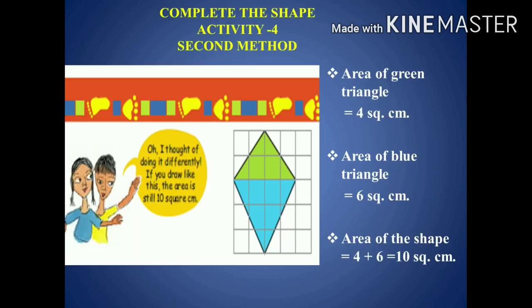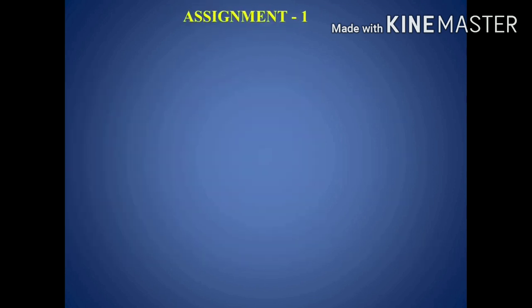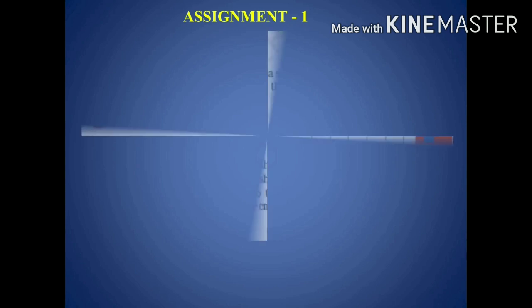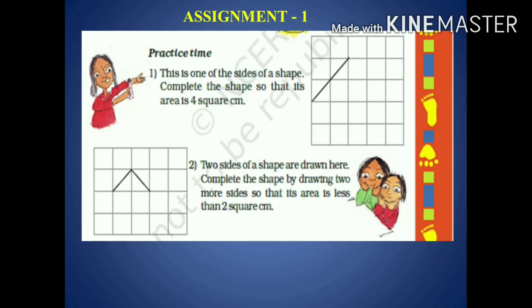Children, now this is the time for your practice. So I have an assignment for you. This is the practice time from your book. The first question is, this is one of the sides of a shape. Complete the shape so that its area is 4 square centimeter. So here is a line given and you have to draw sides so that its area becomes 4 square centimeter.